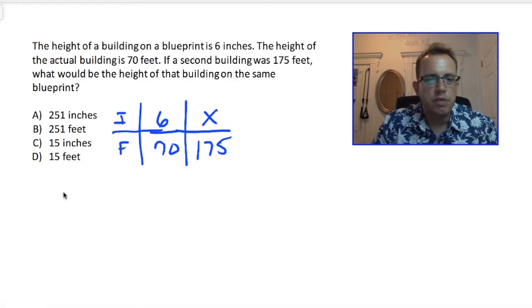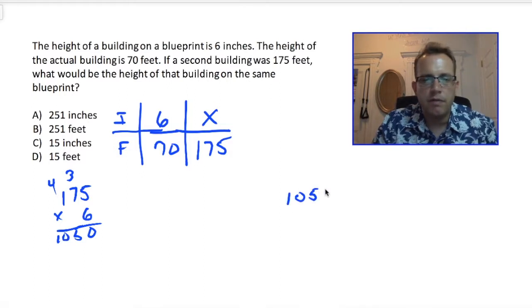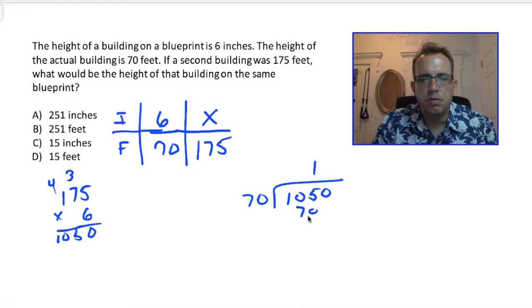We start with 175 times 6. We have 30, 42, 43, 44, 45, and 10. So we have 1050. Now we have to divide that by the number of feet, which is 70. That goes into 105 once. We're left with 35, and 7 goes into 35 5 times. So our X is going to be 15.